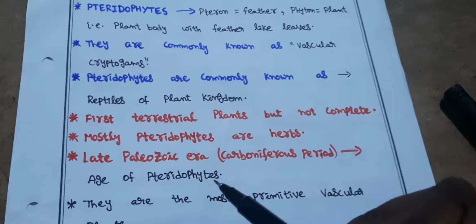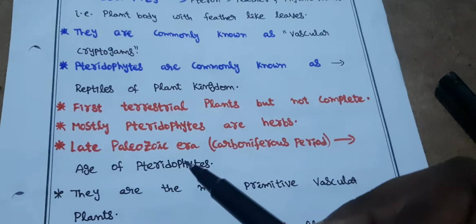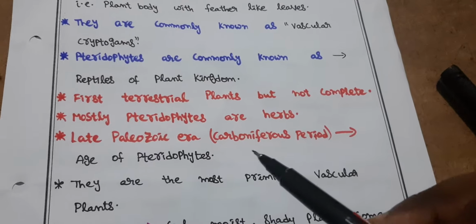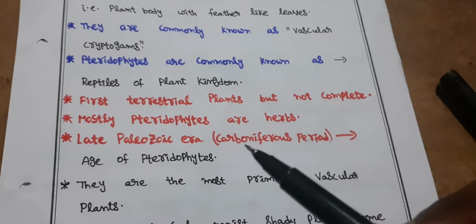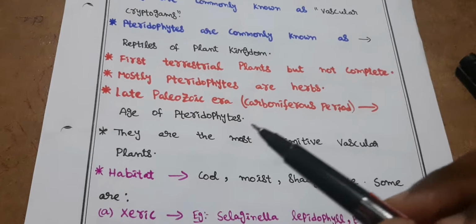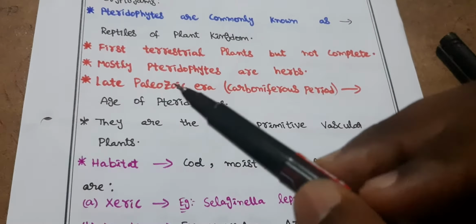Age of pteridophytes. Carboniferous period in late Paleozoic era is the age of pteridophytes because in that period the pteridophytes are abundantly present. Abundance of pteridophytes is seen in Carboniferous period of late Paleozoic era. Next, these are the most primitive vascular plants. As I said before, these are the first vascular plants.